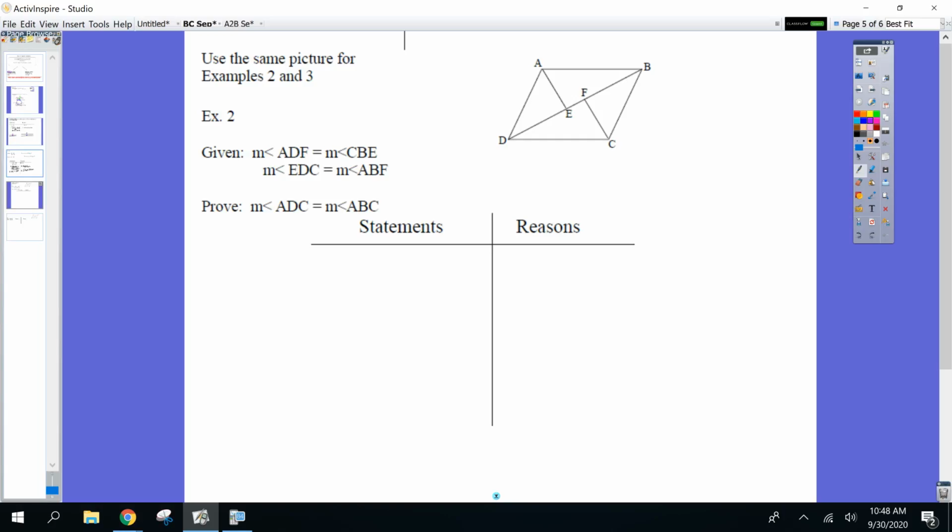Angle ADF is right here, everybody. And angle CBE is right here. So those 2 angles are congruent. My biggest worry is even at an honors level, you guys don't know how to find angles. And I'm being serious. EDC, where is that angle? EDC. So that's going to get double arc marks for me. And ABF, going to get double arc marks.